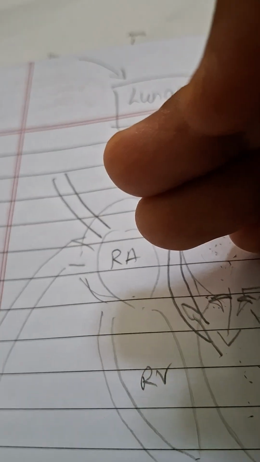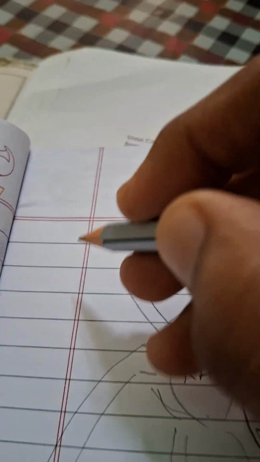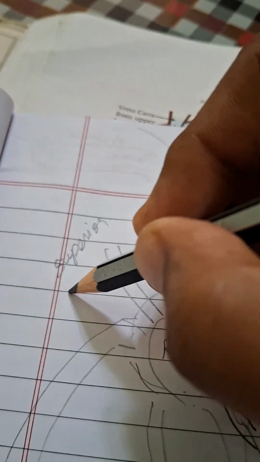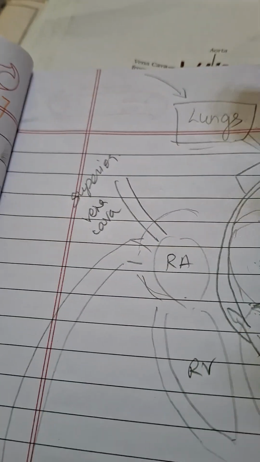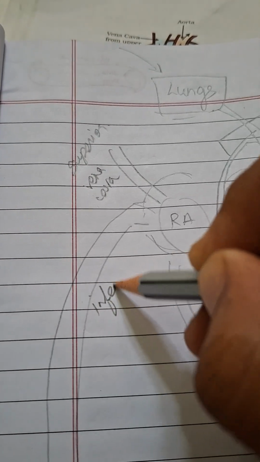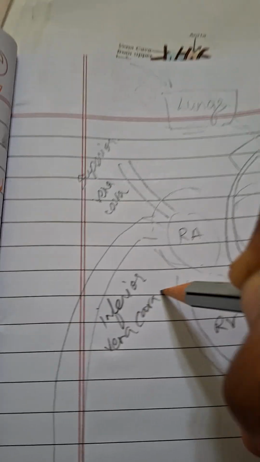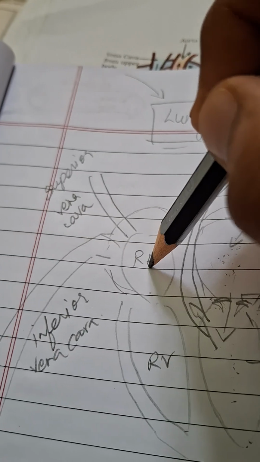The heart: above the heart, the portion called the superior vena cava takes the deoxygenated blood. Superior vena cava means superior to the heart, carrying blood from the organs above. Inferior is the portion below the heart, carrying blood from the organs below. So these two vena cava take the deoxygenated blood into the right atrium.